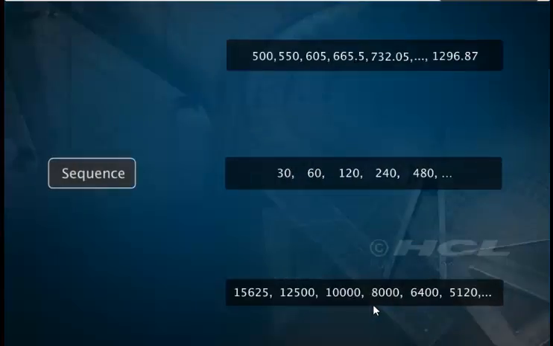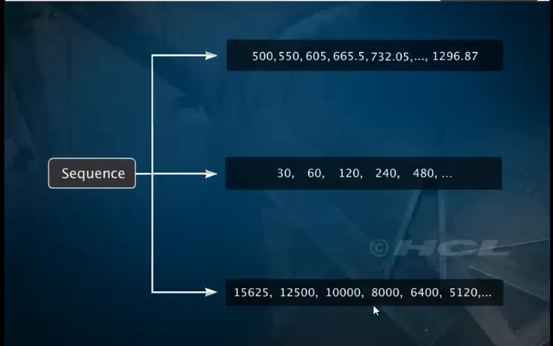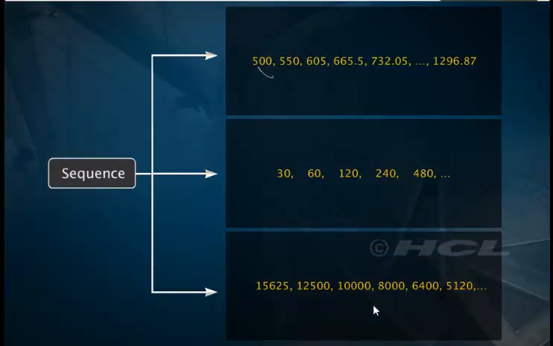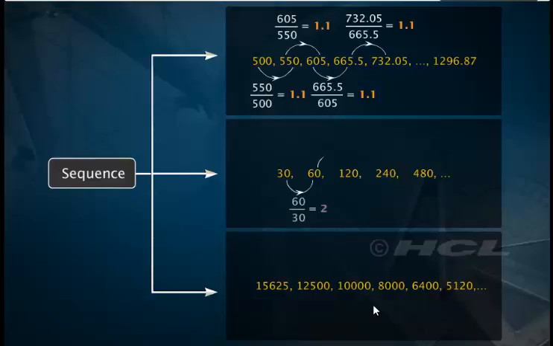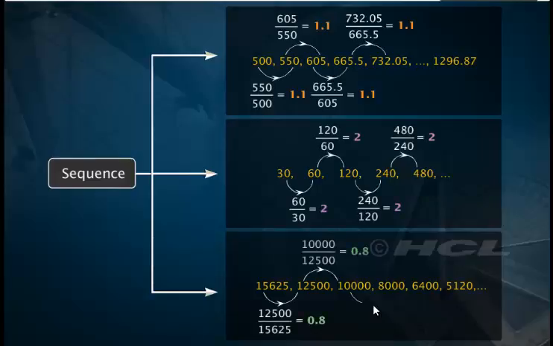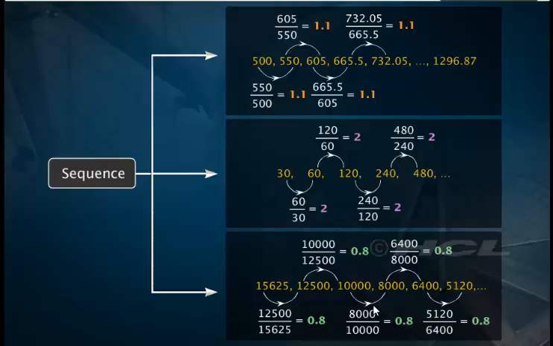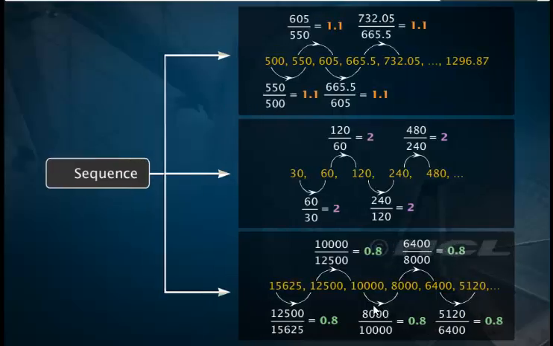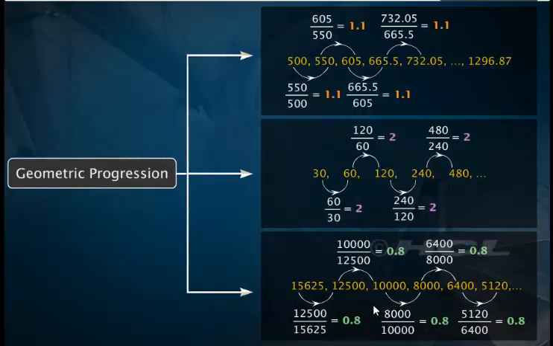In a sequence corresponding to each situation, observe that each term after the first term is in a constant ratio with the preceding term. Such special sequences whose consecutive terms are in constant ratio are known as geometric sequences or geometric progressions. Let's look further into geometric progression.